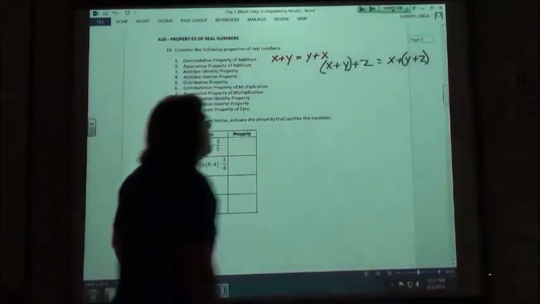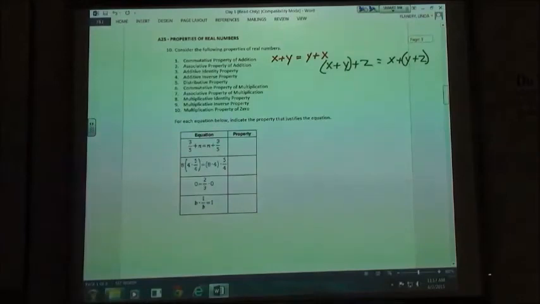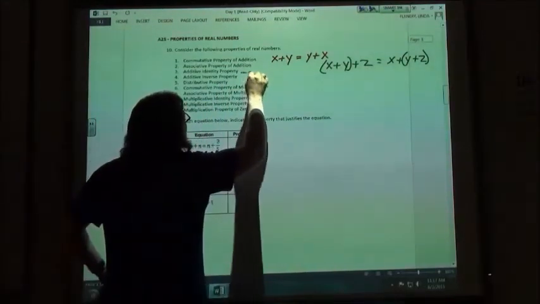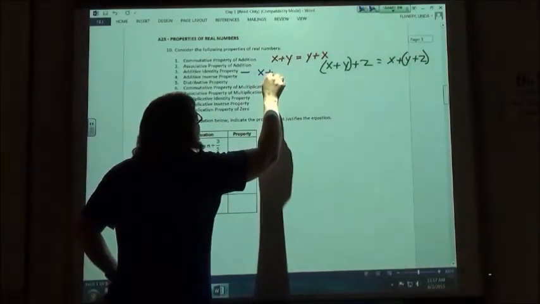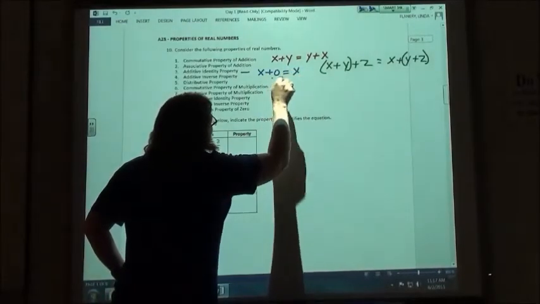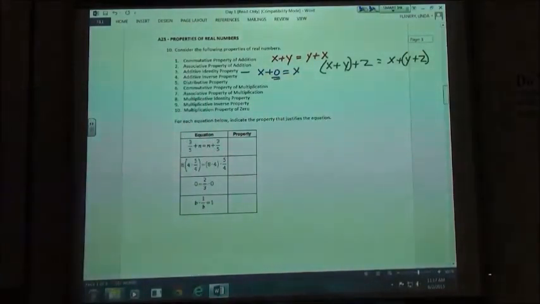Additive identity property. You want to think about the identity kind of like looking at the mirror. What you start with is what you want to be equal to. For addition, if you add 0 to something, it doesn't change its value. 3 + 0 is still 3. So the additive identity property will say something like x + 0 = x. The whole key there is that you're adding 0 to something, which doesn't change its value.